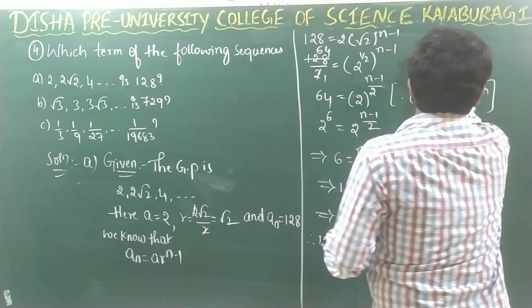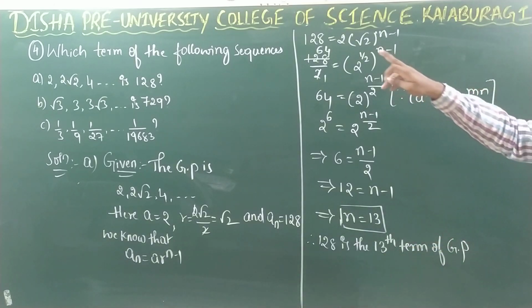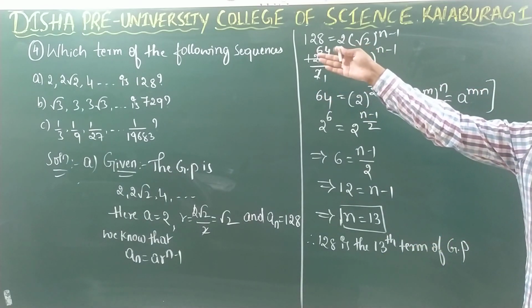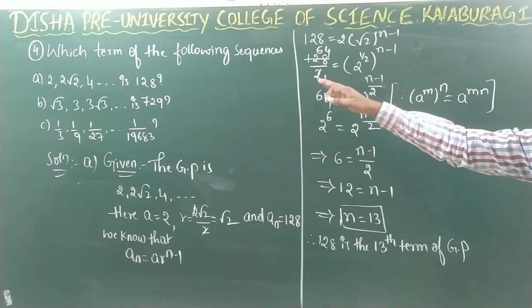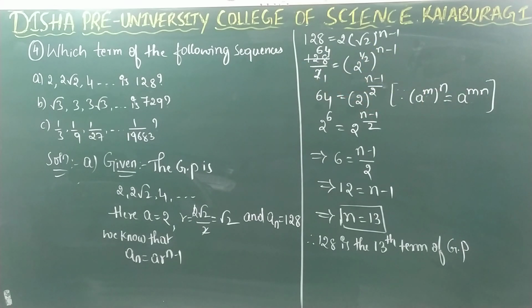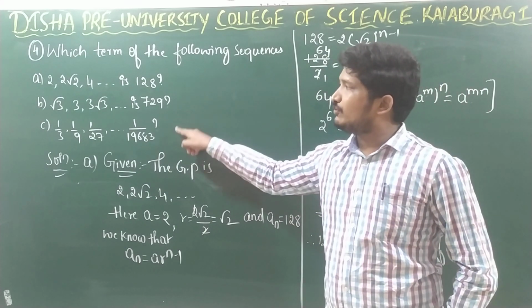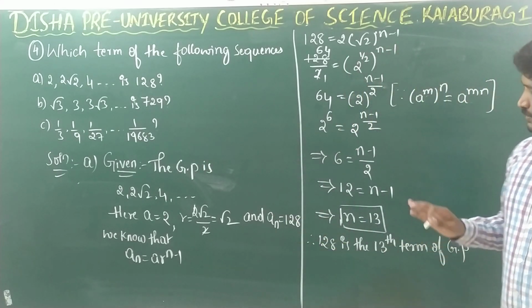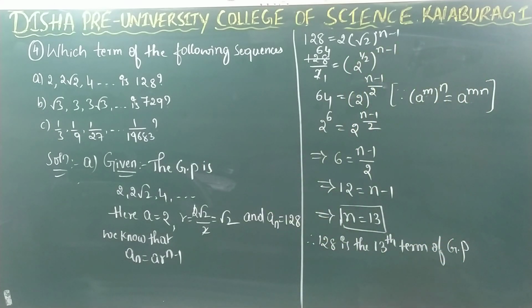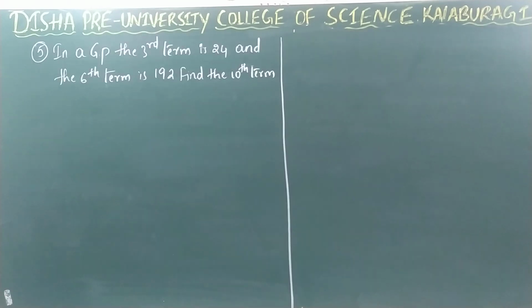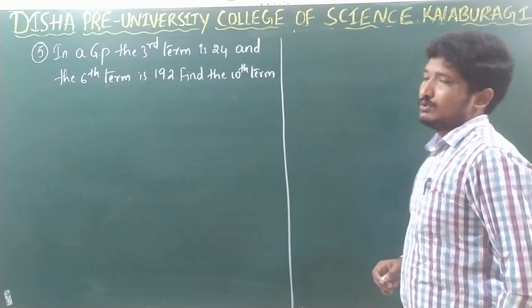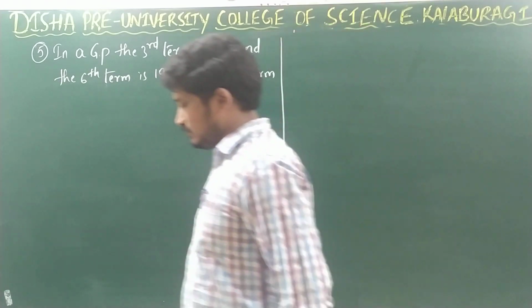So now I hope that you know how to calculate at what position a given term is present in the GP, right? So these two will be for your home assignment. So I think you understood this, right? So now let us move on to the next question. Right. So the next question, see here what is the question.